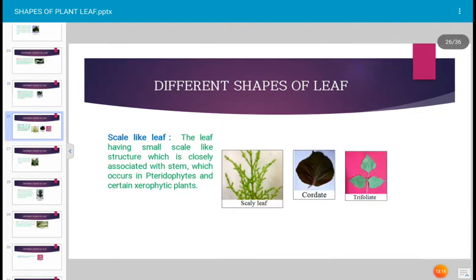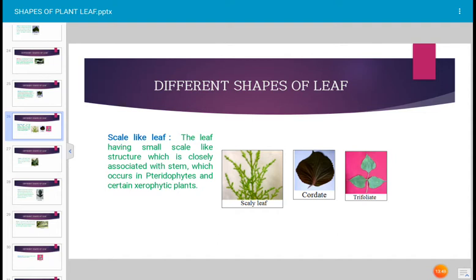Next. Again, there are different shapes of leaves, which are helpful in identification of the plant. In the first photograph, a scale-like leaf is shown here. The leaf has small scale-like structures. Leaves are very small and closely associated with the stem. Scaly leaves occur in pteridophytes and in certain xerophytic plants.